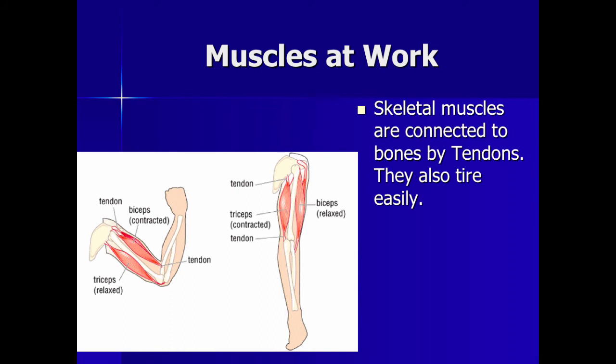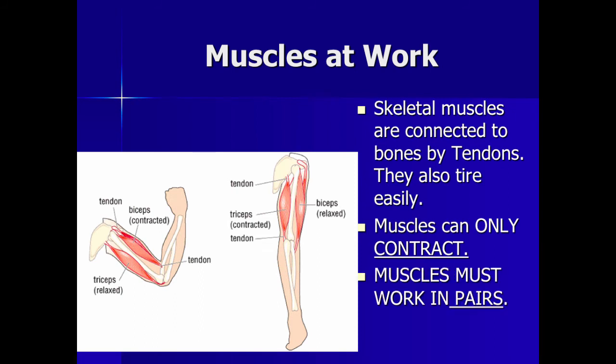So as the bicep contracts, the tricep relaxes. If the tricep was to contract, the bicep would have to relax to allow your arm to go back straight. So as we talked about in the skeletal system, ligaments are things that connect bone to bone. Tendons are things that connect your muscle to your bone. So muscles are the only thing that can contract, not bones, not your skin, just your muscles. And they always work in pairs.